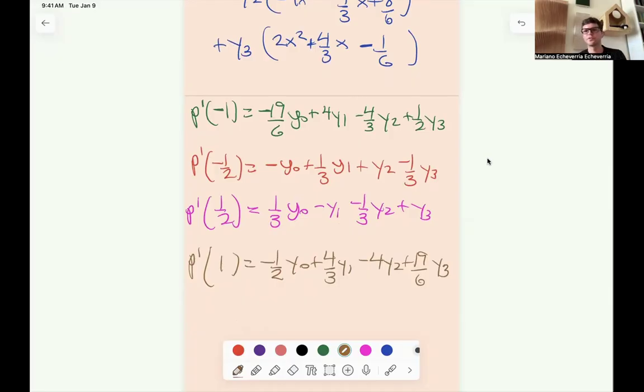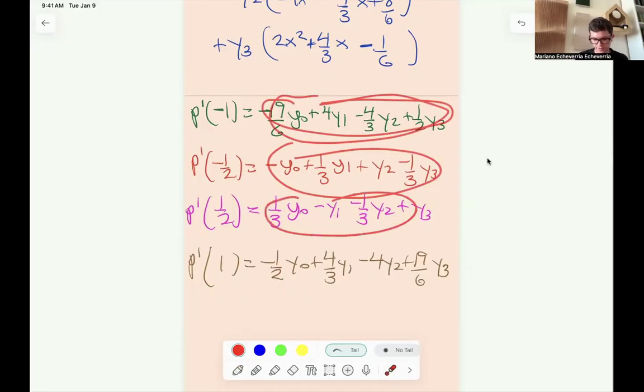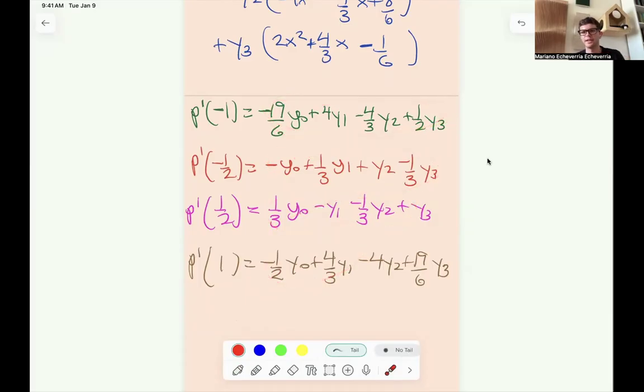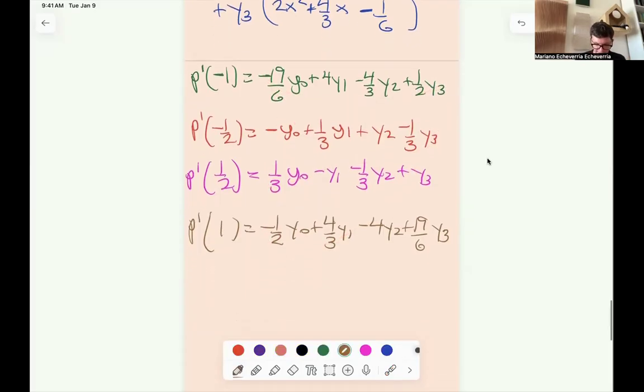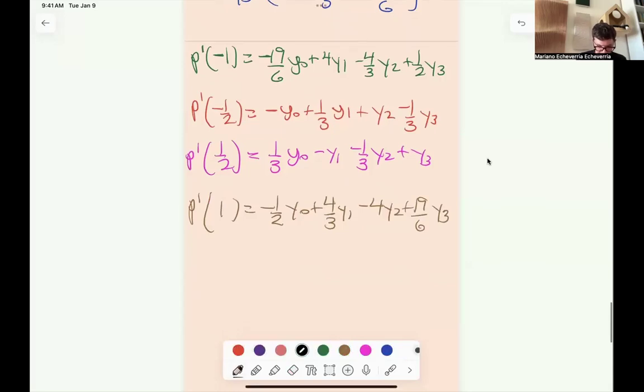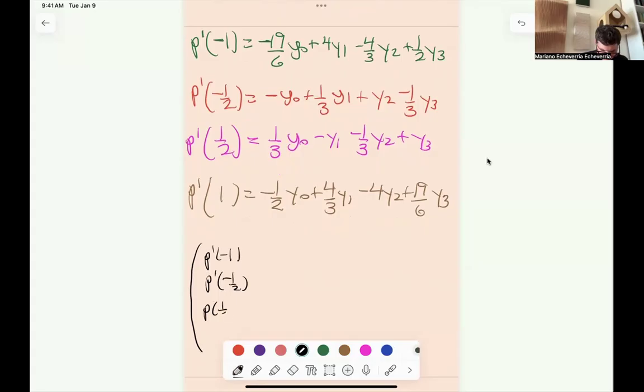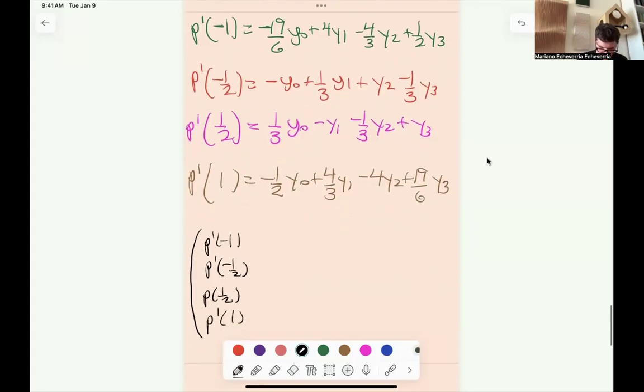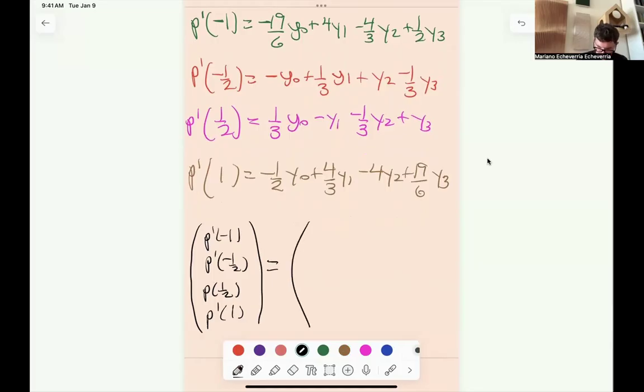And so what is the differentiation matrix? The differentiation matrix is just literally what you get by copying out these coefficients. So these are the coefficients in the first row, these are coefficients in the second row, third row, and fourth row. So once you have done all of this work, finding the matrix will be easy. If you read it in matrix notation, this is saying that p prime of -1, p prime of -1/2, p prime of 1/2, and p prime of 1 is going to be a matrix times y0, y1, y2, y3.